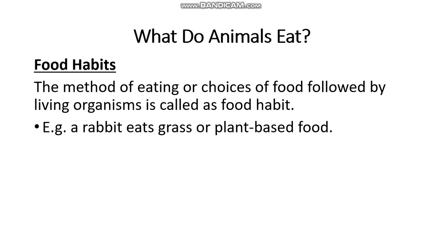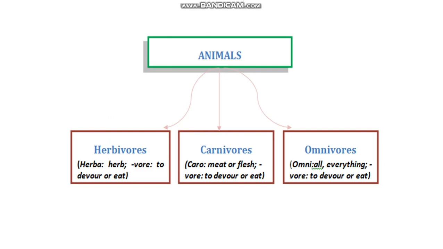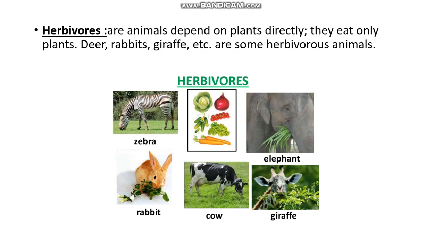So what do these animals eat? It's called food habit. The methods of eating or choices of food followed by a living organism is called food habit. For example, a rabbit eats grass or plant-based food, and even radish, leaves, and carrot also a rabbit eats. It's all plant-based food. So based on this, animals are categorized as herbivores, carnivores and omnivores.